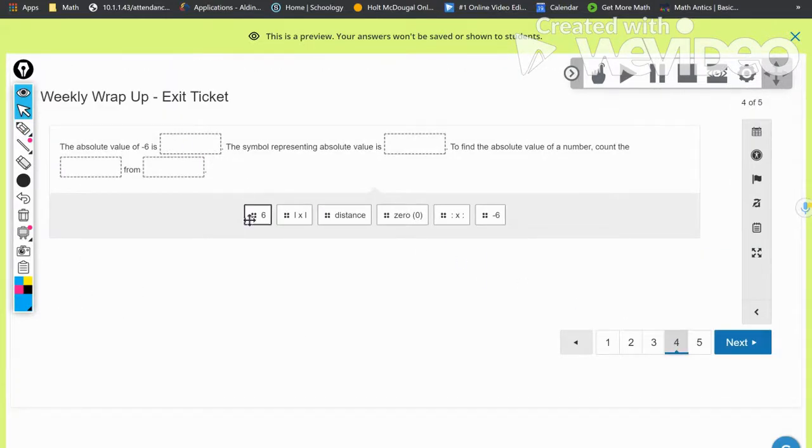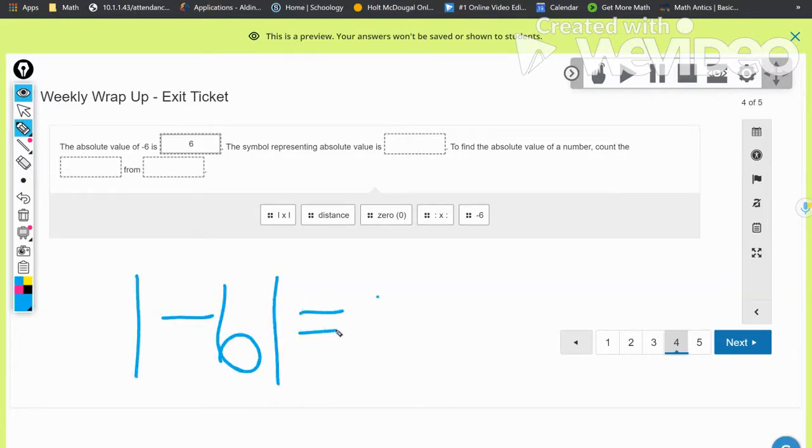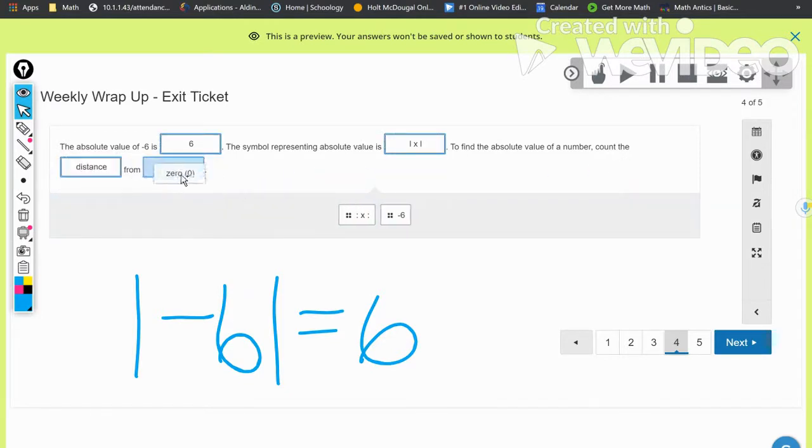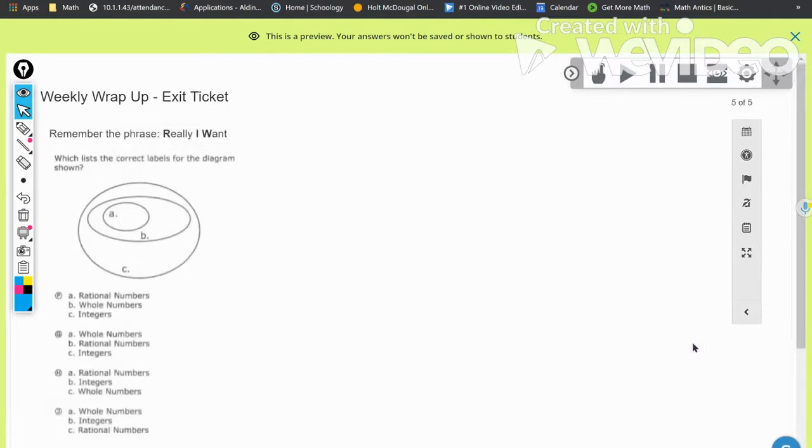Okay, so this was a drag and drop. It says the absolute value of -6 is 6. Because remember, when you're taking the absolute value of any number, oopsies, that's huge. When you're taking the absolute value of any number, it's always positive. The symbol representing absolute value is the one with the bars. Most of y'all got that correct. To find the absolute value of a number, count the distance from 0. Okay? And then the last problem I want to look at.